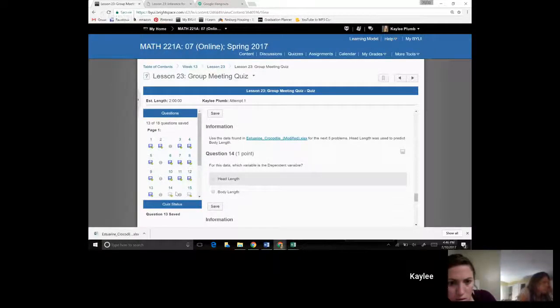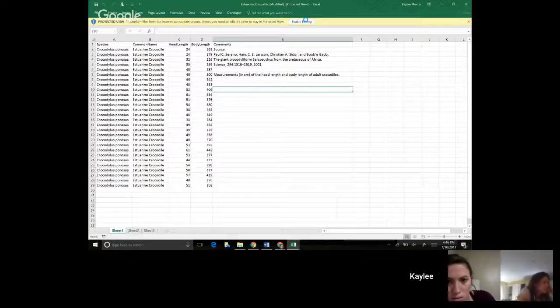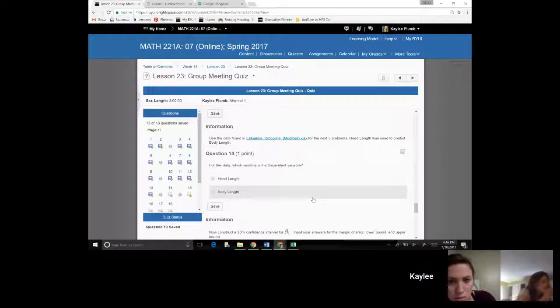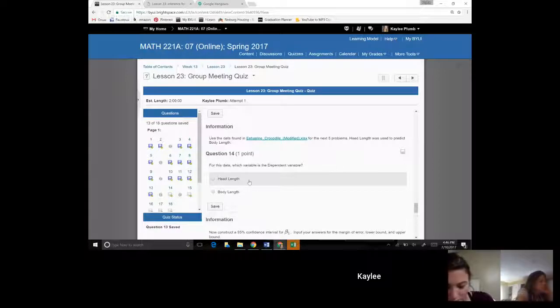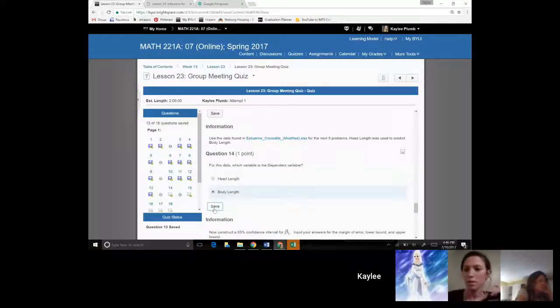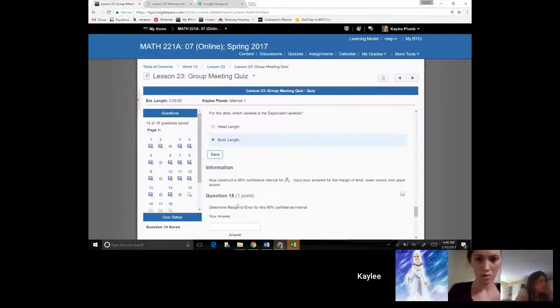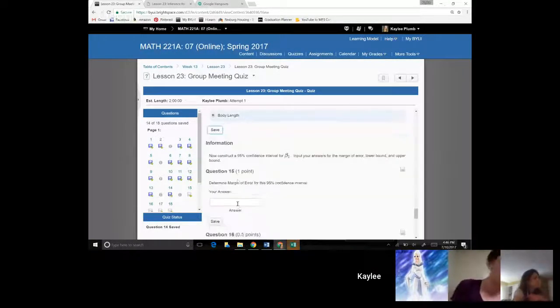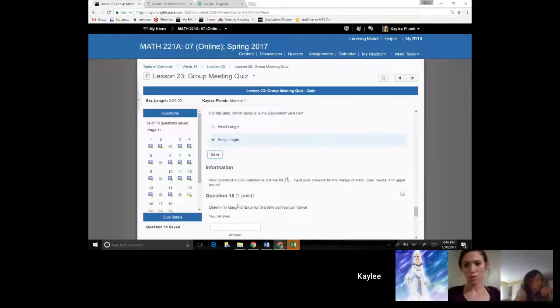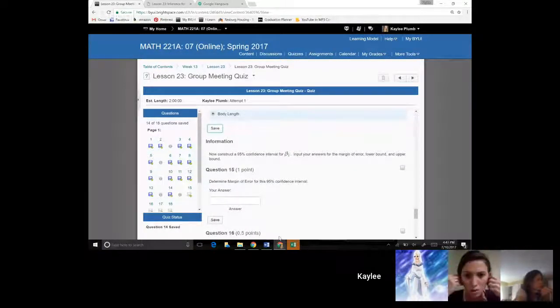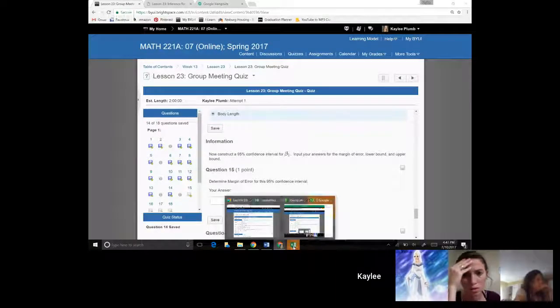Okay. Using that data for the next 5 problems. So the body length would be dependent. Oh, there you are. Yay, it's finally working. Okay, I'll hang up on. Yeah. Body length is dependent on head length. So number 14 is body length. Okay, wait, I need to input the data.